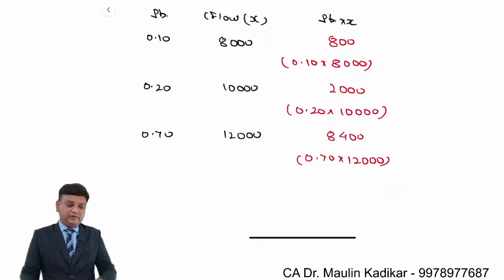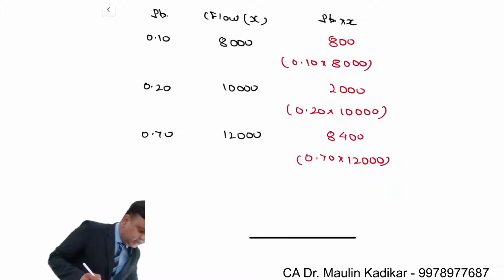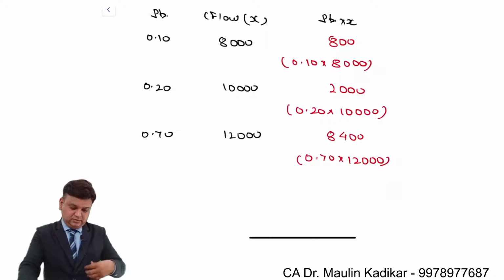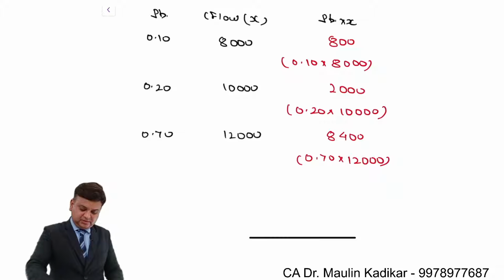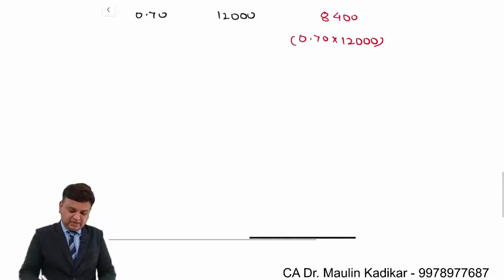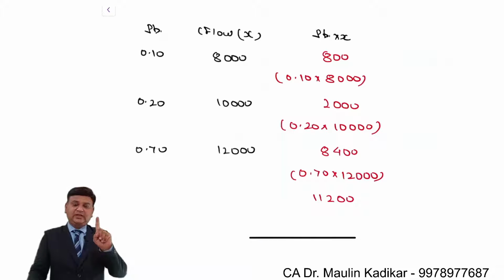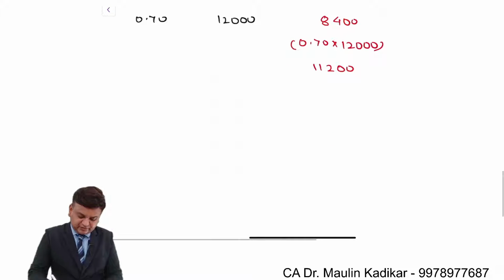And the total of all of them is considered the expected cash flow. That is 800 plus 2,000 plus 8,400, which comes to 11,200. This is the expected cash flow at the end of the first year, and this is what is called X bar, that is the mean.